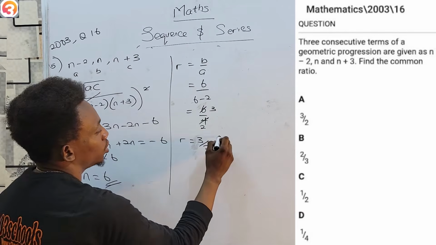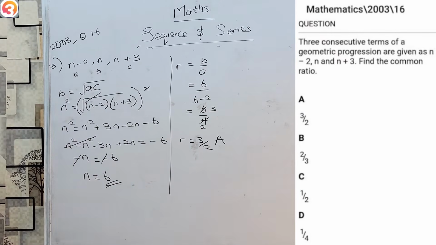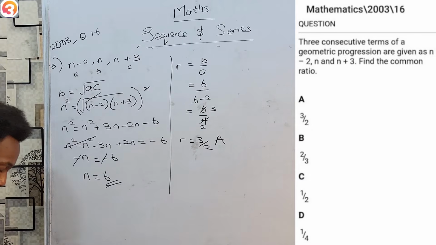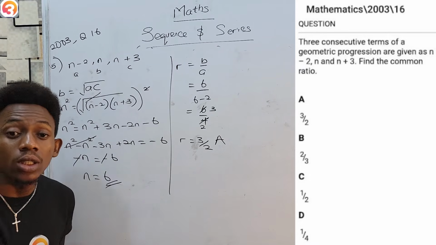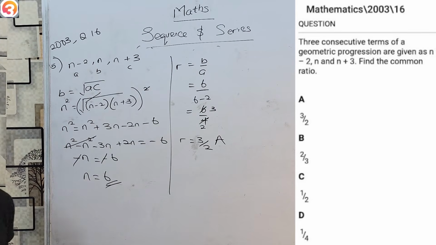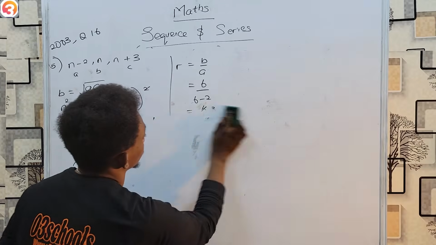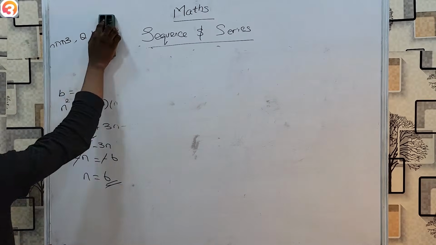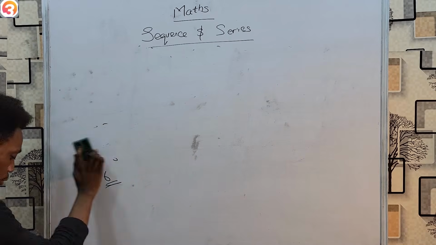When I check my options, that is option A. So you see, this was quite easy. Just note again, whenever you see a question where the positions are not given to you clearly as first, second, or third, just 3 consecutive, then you must think about the mean. Okay, so we move on.